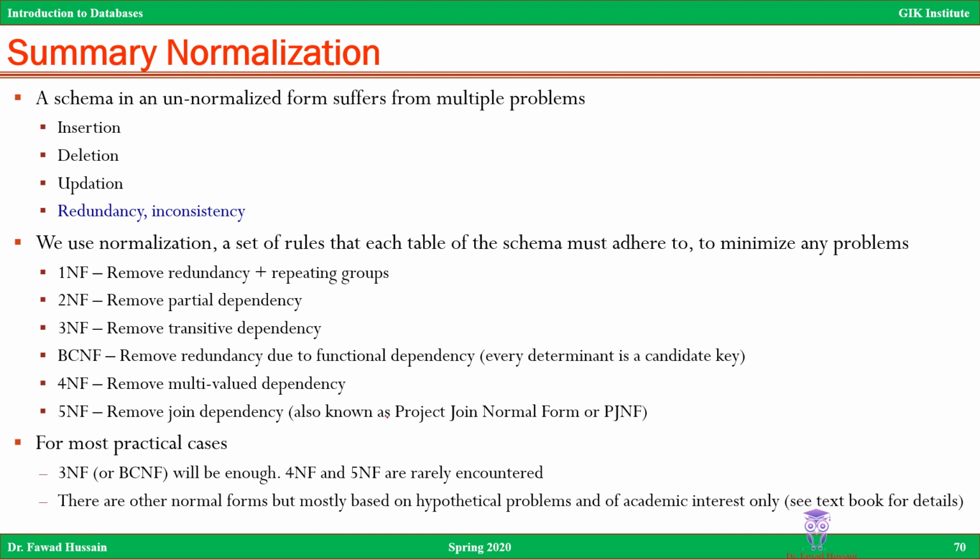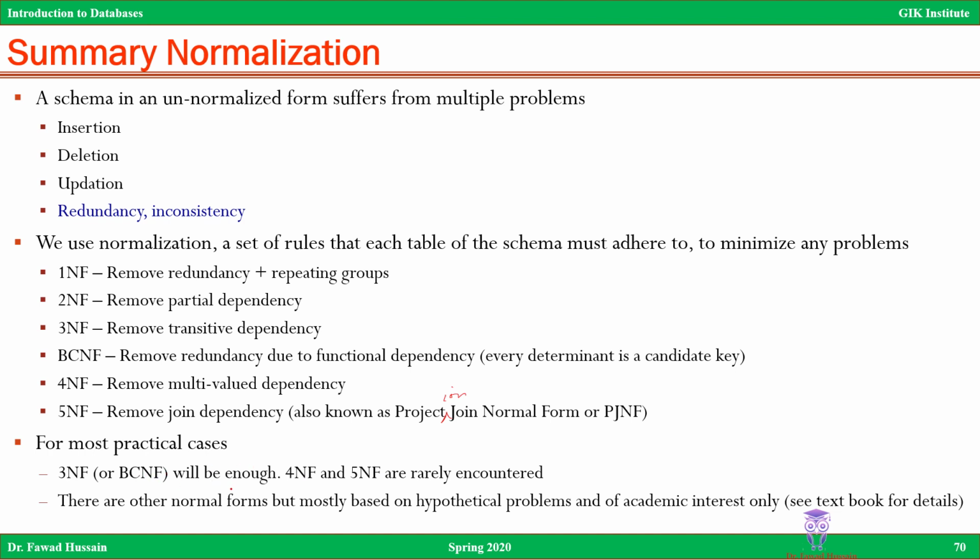It's also sometimes called the projection join normal form, or PJNF. So for more practical cases, the third normal form or at maximum the Boyce-Codd normal form will be enough. The fourth and the fifth are rarely encountered, but that's not the limit.